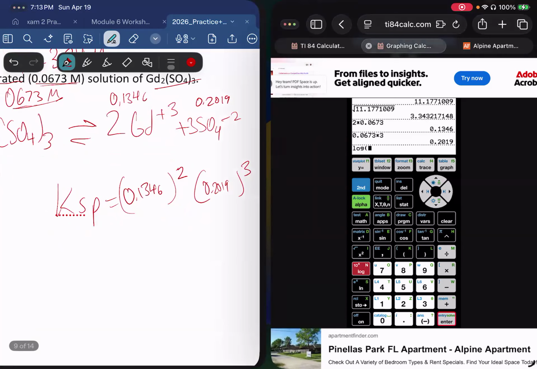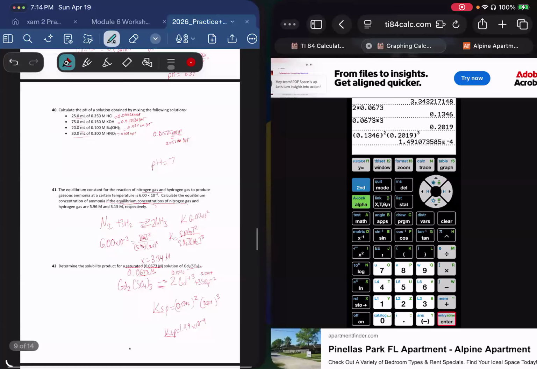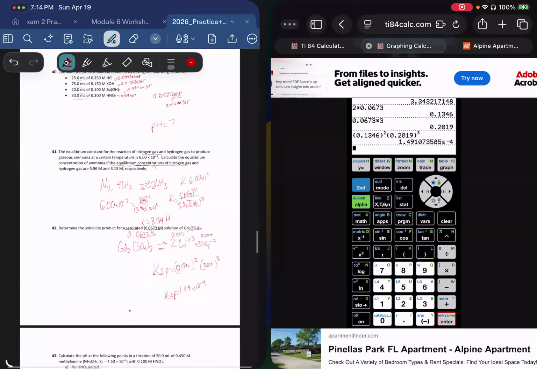So let's do it. Clear. 0.1346 squared times 0.2019 cubed, and that gives you a Ksp value of 1.49 times 10 to the negative 4. All right, is there any questions regarding these last two questions? Or last three?